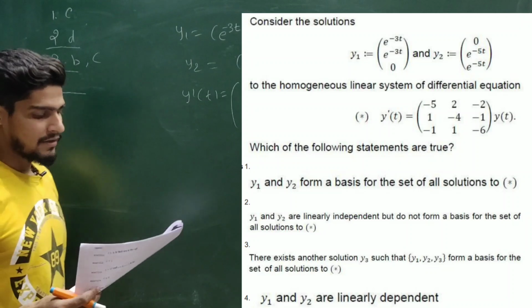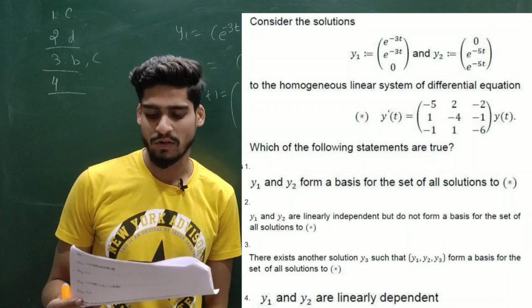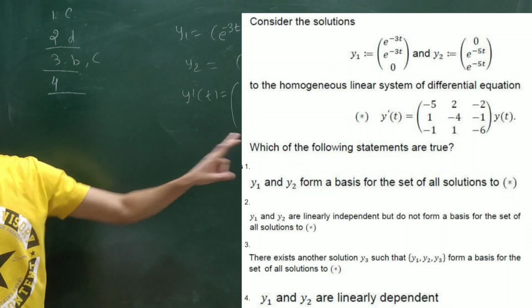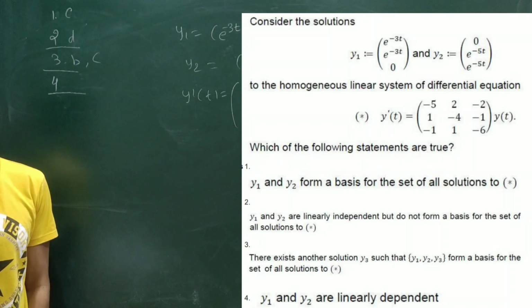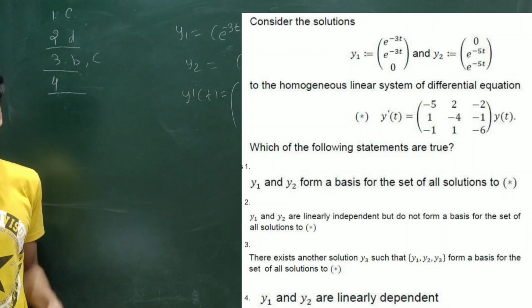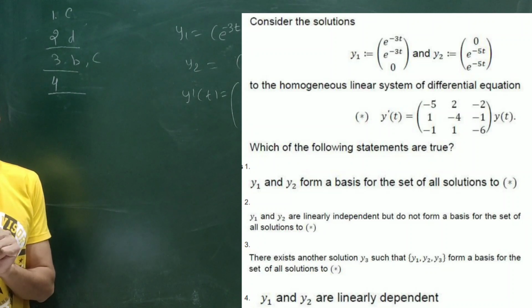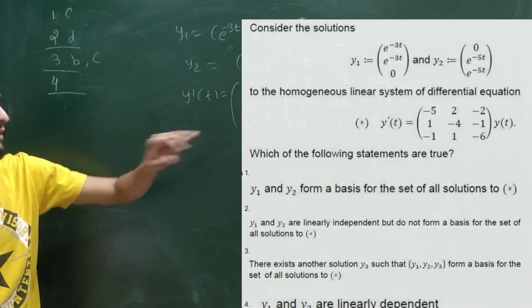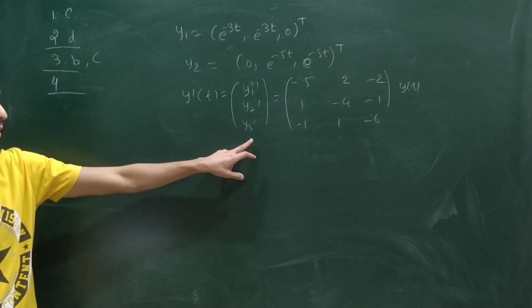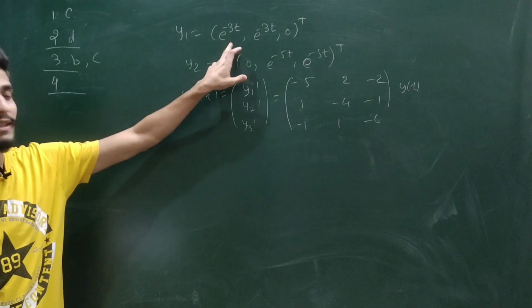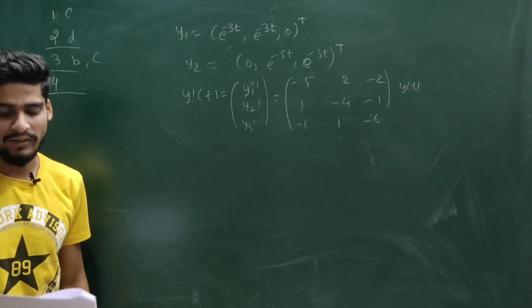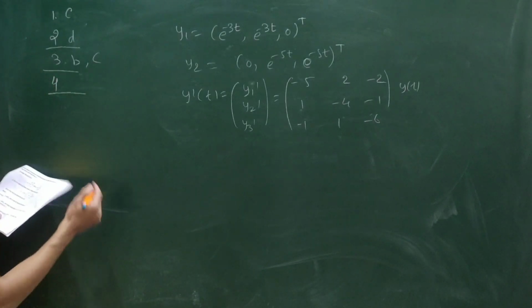Now option A, y1 and y2 form a basis for the set of solution to star. This is a 3 by 3 system, so it will have 3 linearly independent solutions. So you cannot generate your basis from 2 vectors. y1 and y2 are 2 vectors, so this cannot form a basis because you need 3 LI solutions of this problem. So for 3 LI solutions, you need 3 LI vectors which are solutions of this, so they will form a basis. y1 and y2 cannot form a basis, so A is false.